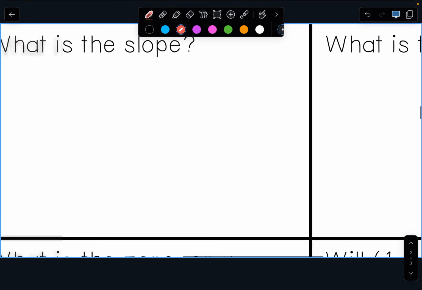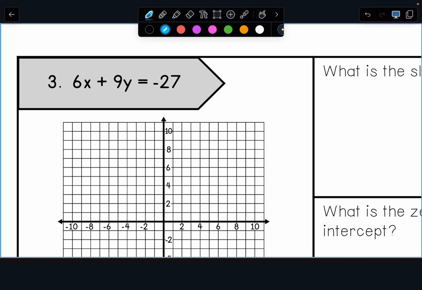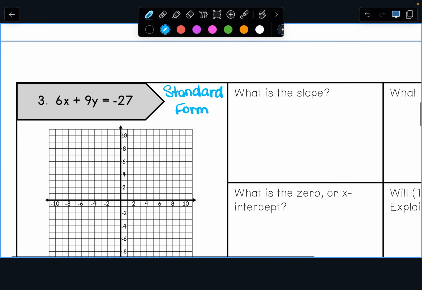Number 3. This one is written in standard form. How do you recognize that? Y and X are on the same side. Good. Can you tell me what the slope of this is? Negative 27. That's a y-intercept. No. You have to solve for slope, don't you? You have to solve for y.